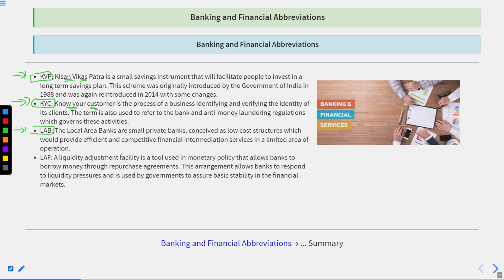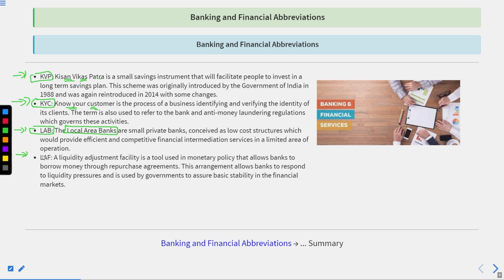The LAB, local area banks. Small private banks conceived as low-cost structures to provide efficient and competitive financial intermediation services. A limited area of operation has been assigned to these banks.